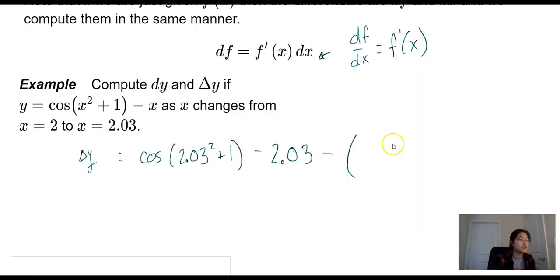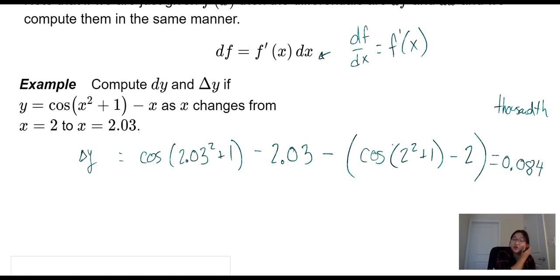So then I get cosine of 2 squared plus 1 minus 2. And when I do that calculation, I get something like 0.084 or something like that. For our AP exam stuff, we do need thousandth place precision. For other things in life, you probably need more, especially since we have computers that can handle a lot. All right. So that's the change in y.